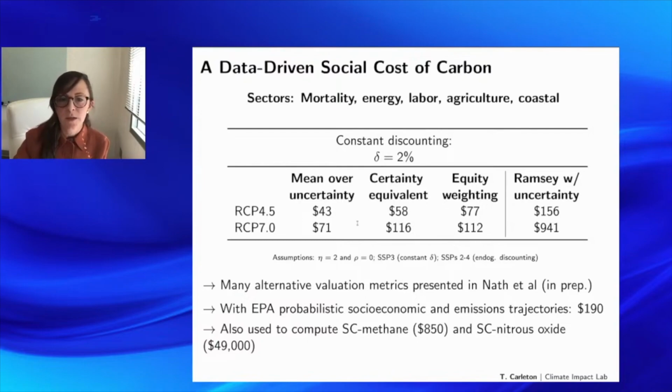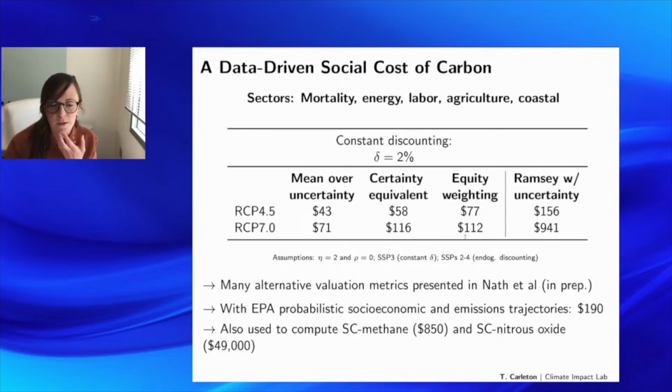So for example, comparing the mean over uncertainty here to the equity weighting column, you can see that taking into account the fact that declining marginal utility of consumption means that $1 is worth a lot more to someone poor than to someone rich really matters for the SCC, not just because of heterogeneous incomes, but also because we are seeing heterogeneous damages. So people are valuing that dollar differently, but they're also experiencing very different dollar impacts around the world.